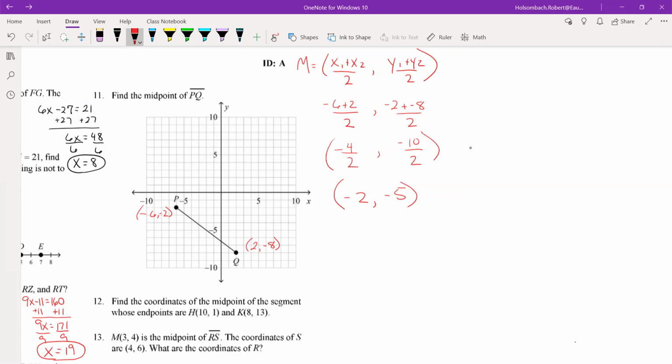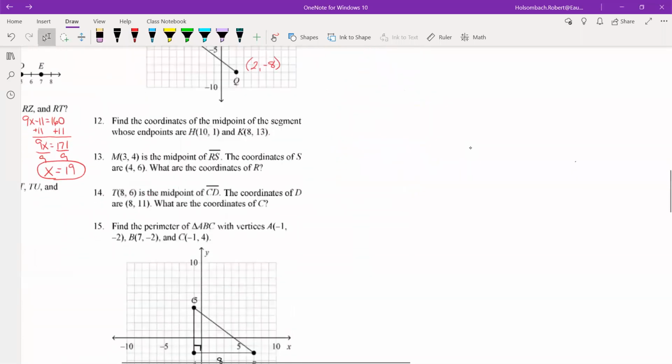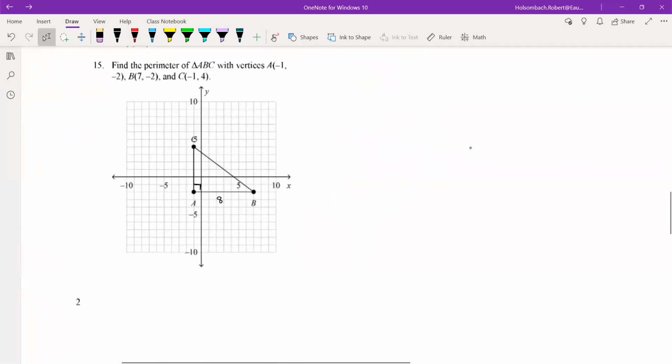Still taking questions from quiz 1 or 2 study guide. Can you go over number 15, please? Yes. All right, in problem number 15, you're asked to find the perimeter of this triangle.